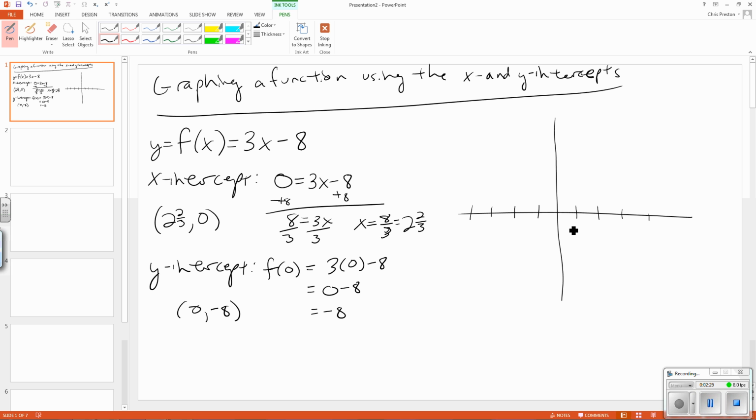And now I'm going to graph these things. I'm going to count by 2's on my y-axis, so I don't have to draw this too big. So 0, negative 8, but I'll count by 1's over here. About 2 2/3. And like I said, I know this is a line, so I can draw my line like that.